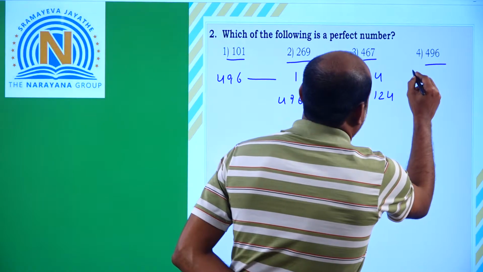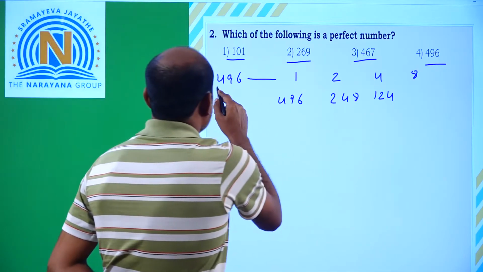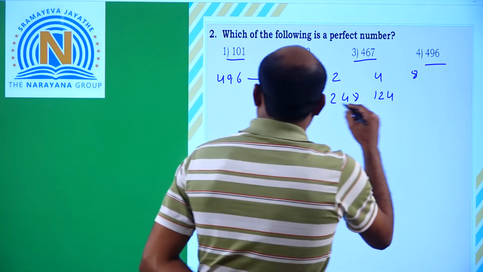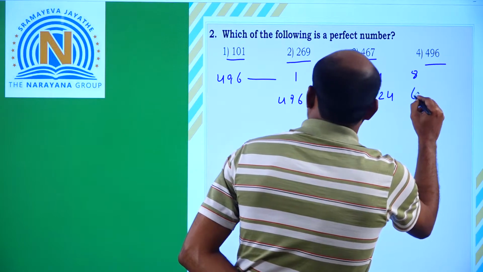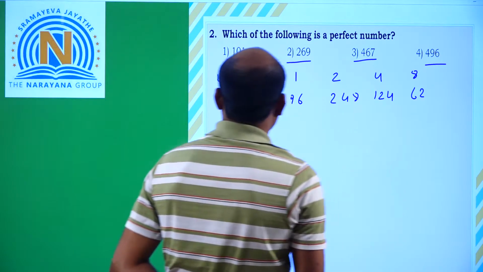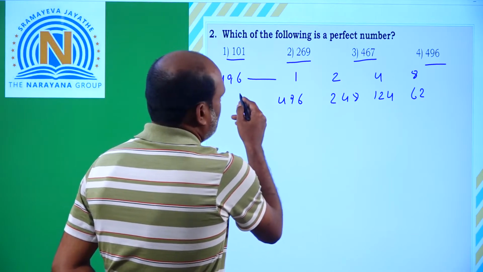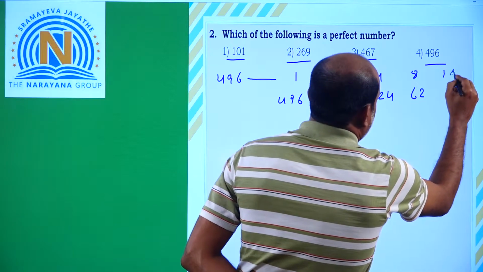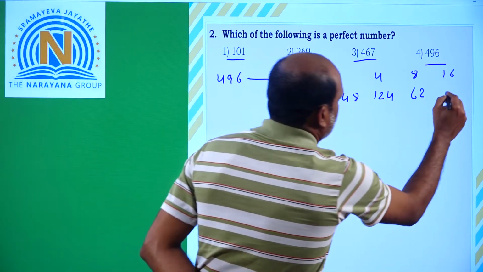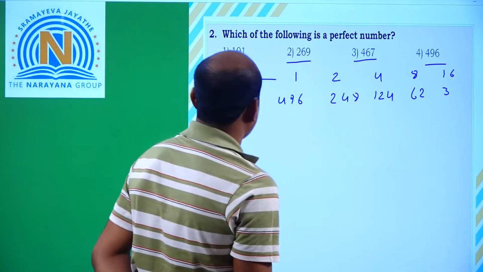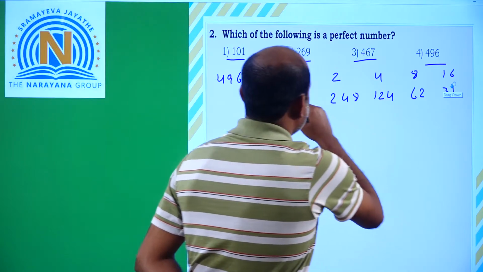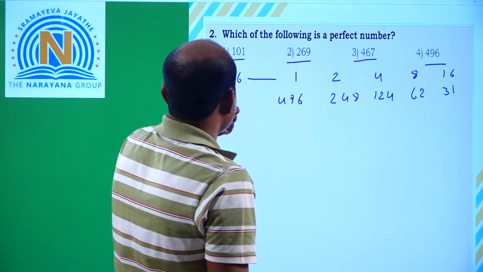Now you check 8, 8 is divisible. So 8 how many times? 62 times, right? So 8 is a factor and 62 is another one. Next if you check 16, 16 into 31. These are the factors of 496.